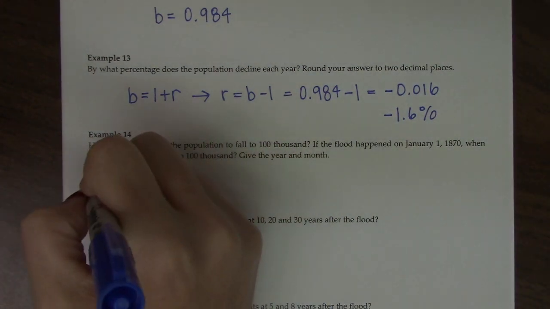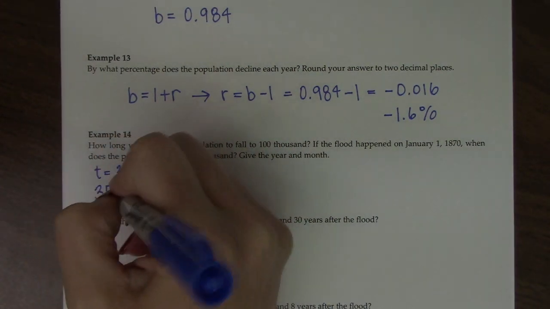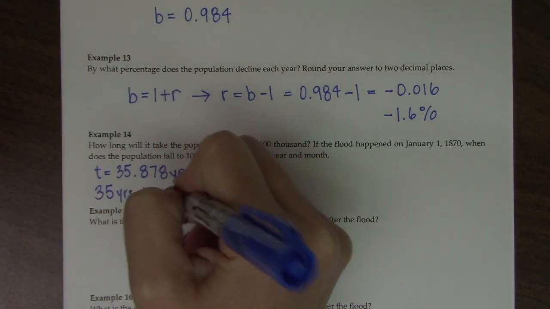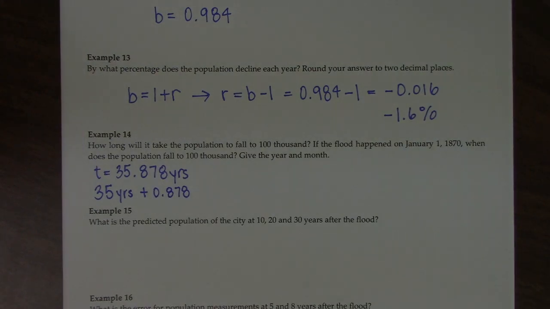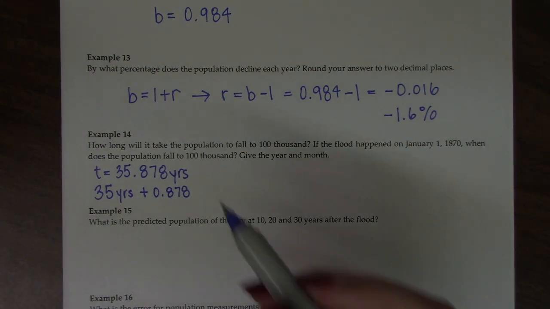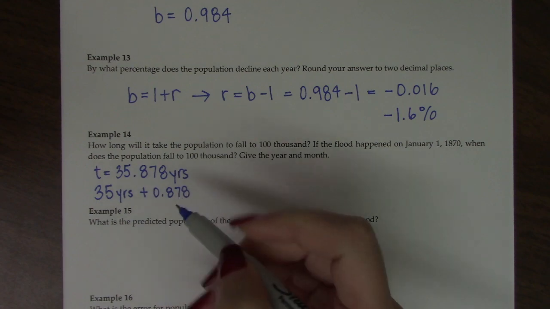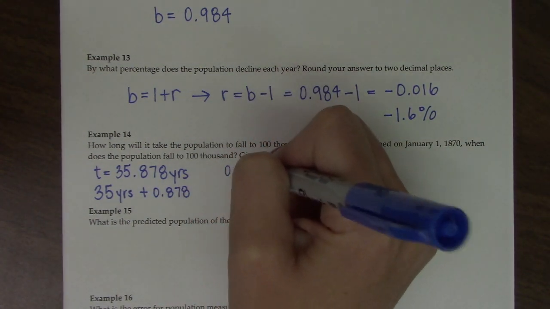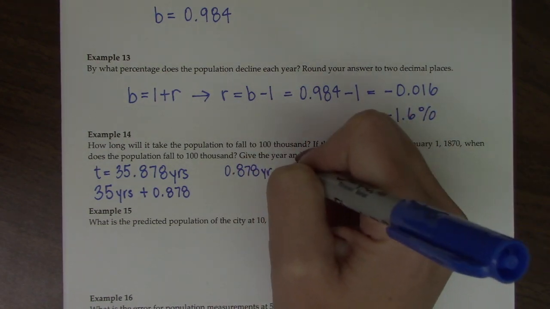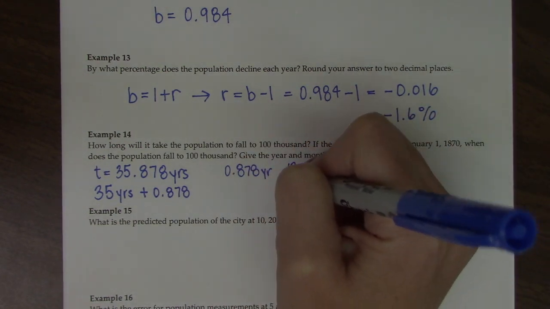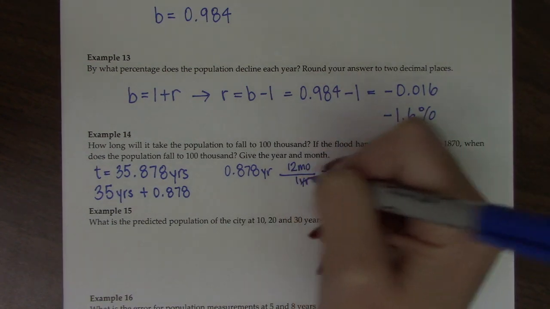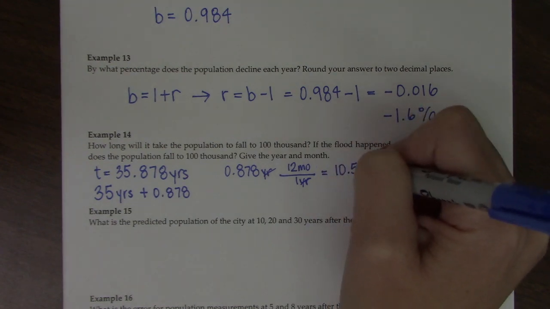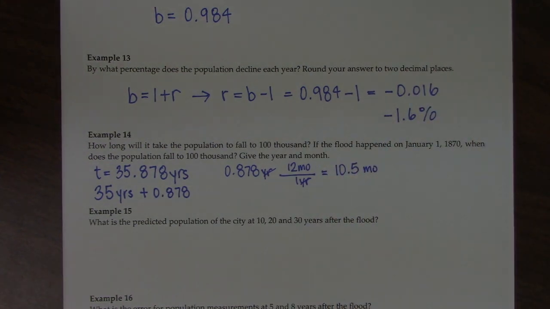So this is the same thing as saying 35 years plus 0.878 of another year. So I need to know, well, how many months is this? We can convert that by saying 0.878 years times 12 months in 1 year. So we can see years is going to cancel. And when I multiply this out, I get 10.5 months.